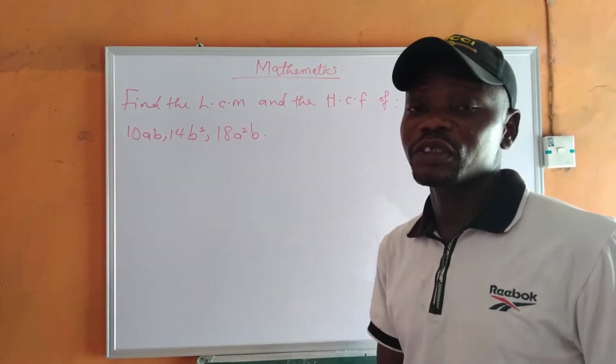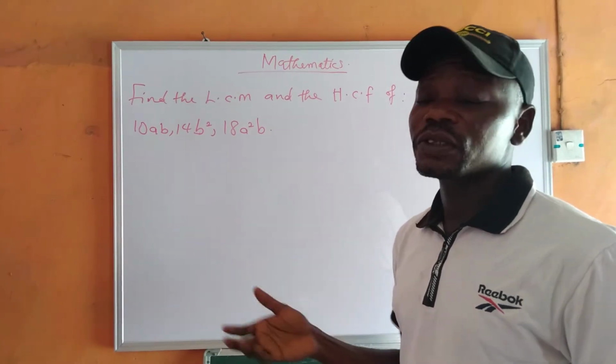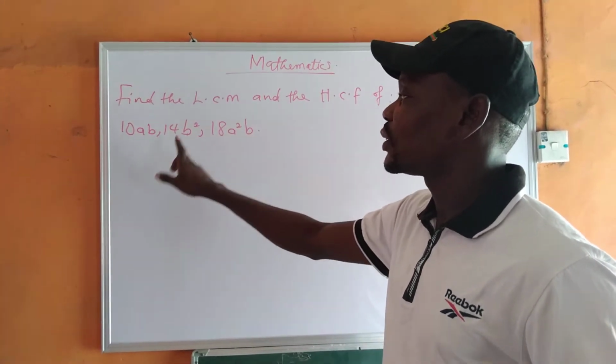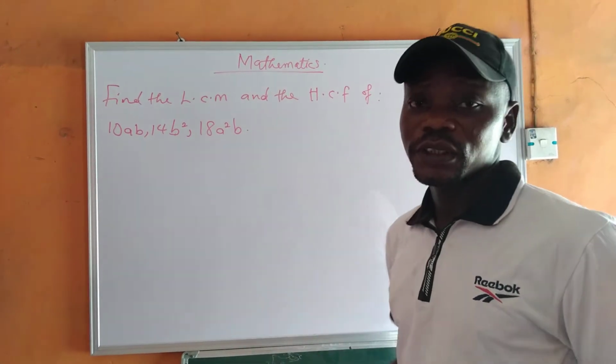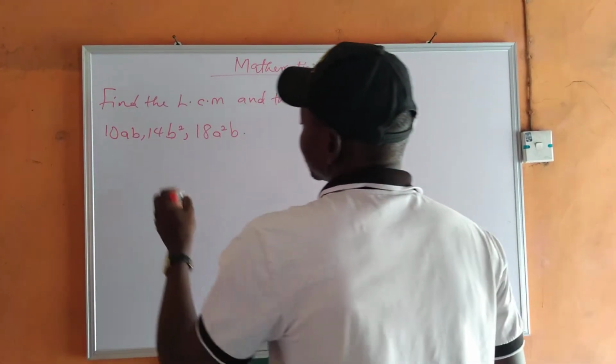The same process we use when finding the L.C.M and the H.C.F is the same process we are going to use to find something like this. So either letters are added or not added, you use the same process. So let's try this one and see. Let's find the L.C.M first.